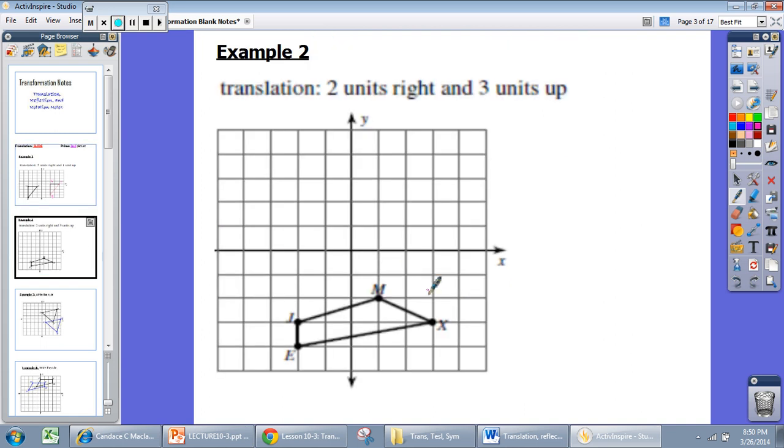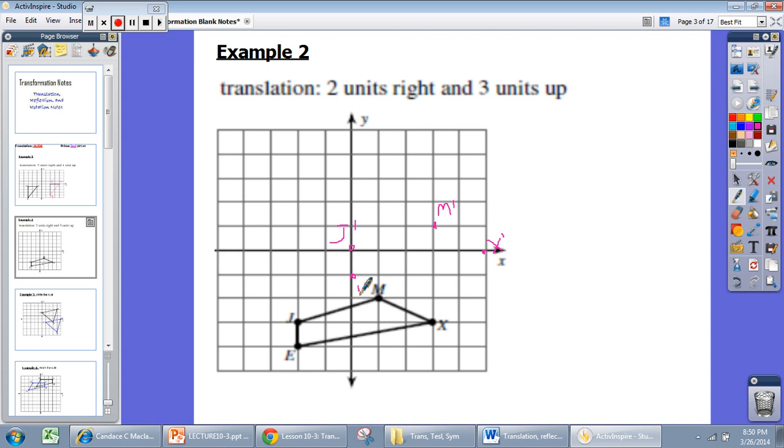This time we're going 2 right and 3 up. So 1, 2, 1, 2, 3. So J prime. 1, 2, 1, 2, 3. M prime. 1, 2, 1, 2, 3. X prime. And then 1, 2, 1, 2, 3.